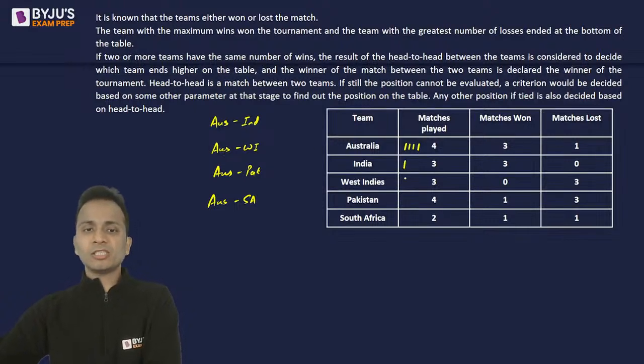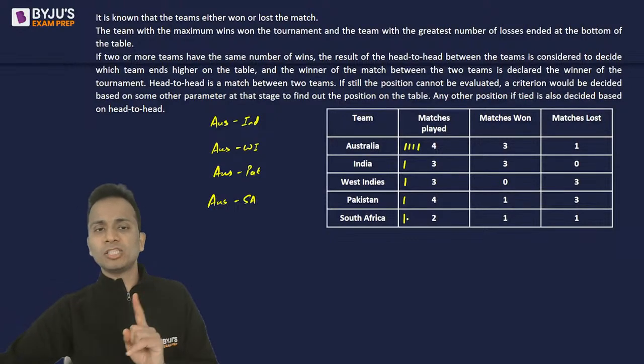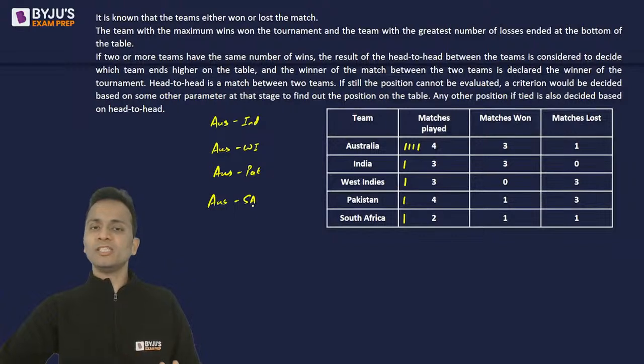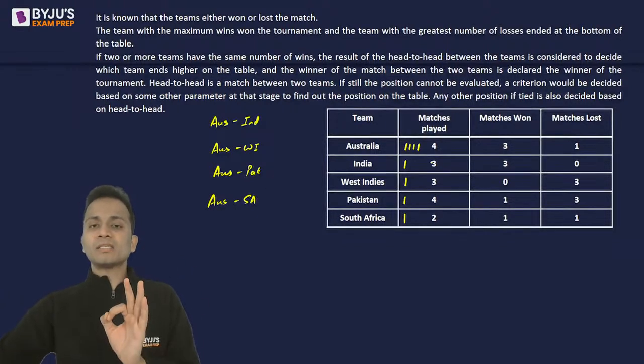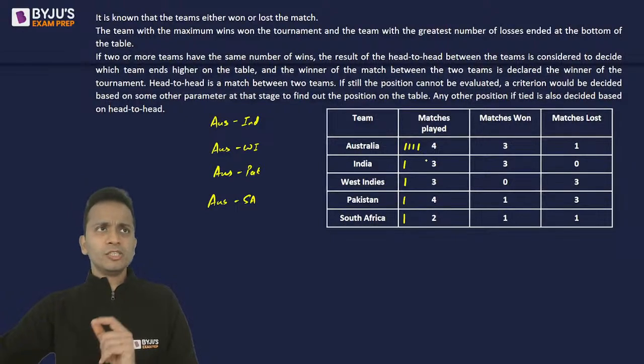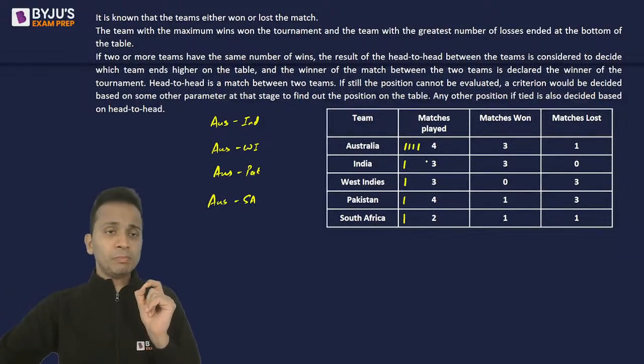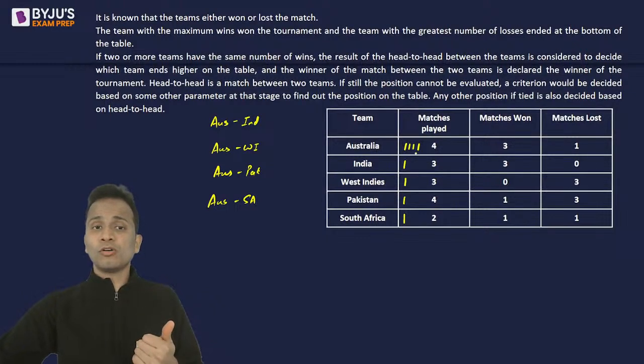India's 1 match is done. West Indies 1 match is done. Pakistan's 1 match is done. And South Africa's 1 match is done, as you can see against Australia. Now it is very important to mark inside the table, to keep a notice of the matches that are already played.